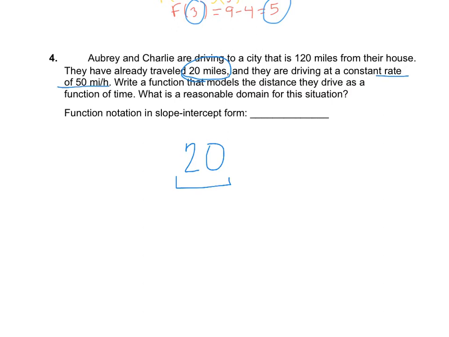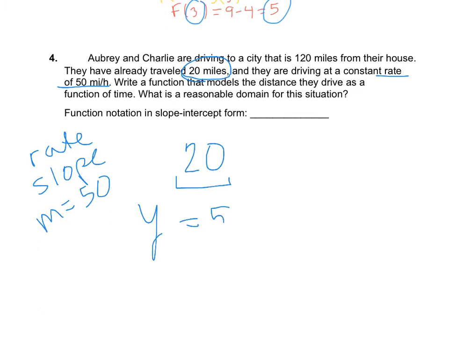We know rate of change is the same as our slope. So we know the rate or the slope is 50. So we can write an equation. So we know our equation is y equals 50x, rate of change or slope, plus 20. Because I've already driven 20 miles, there's no variable attached.